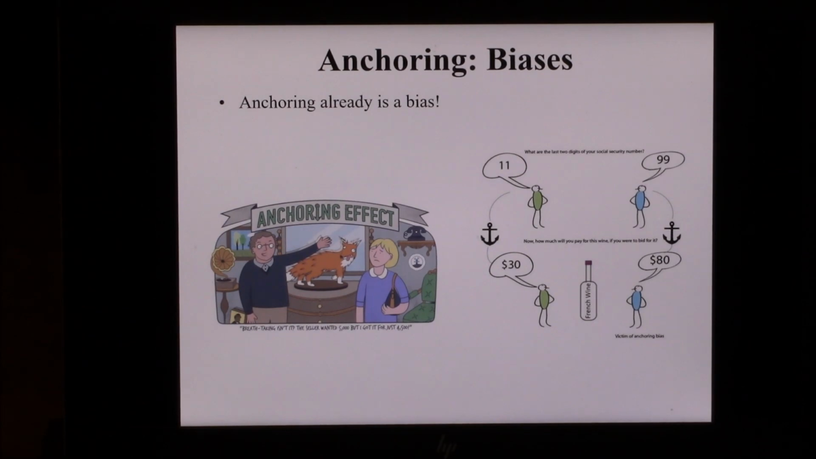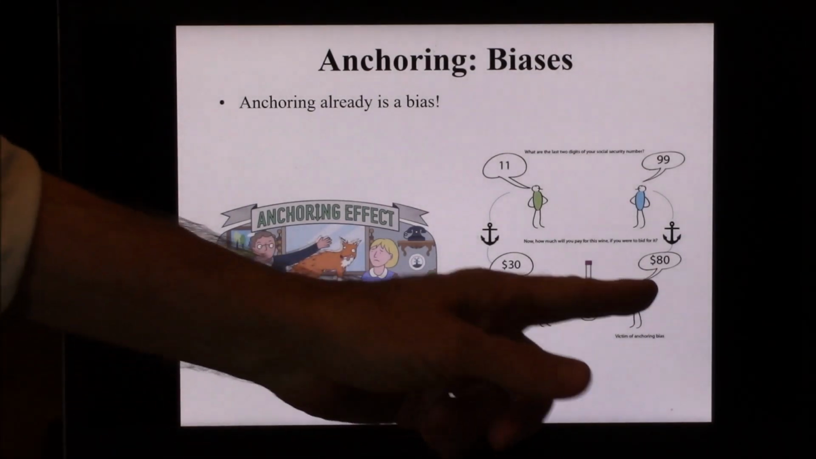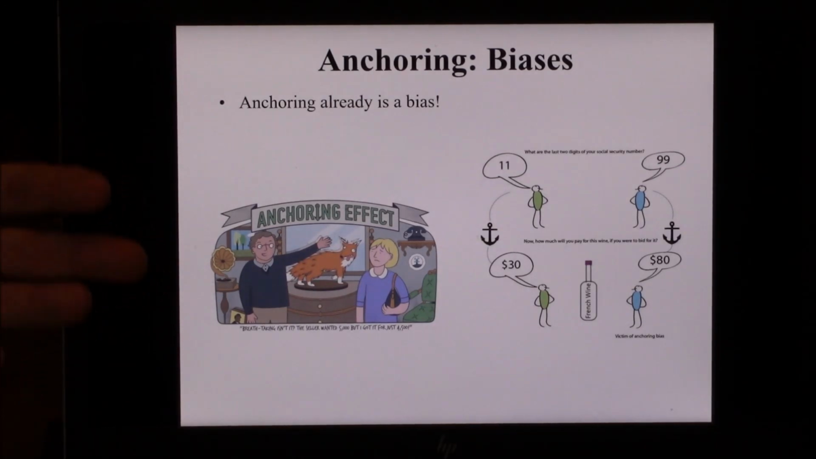And what have we got over here? What are the last 2 digits in your social security number? 11 and 99. Now, how much will you pay for this wine if you were to bid for it? This person said 30, that person said 80. And that's the way it works.